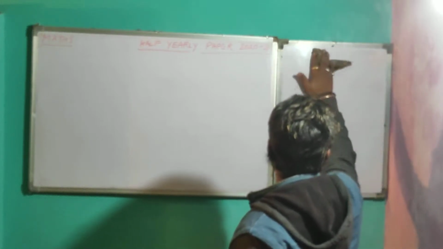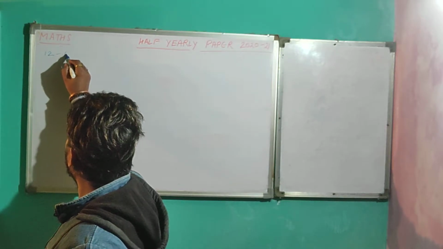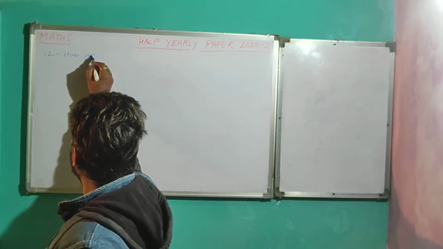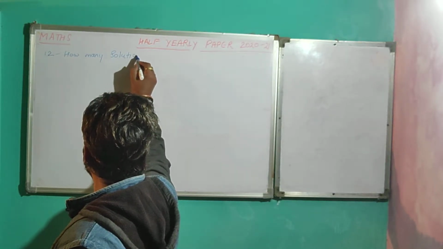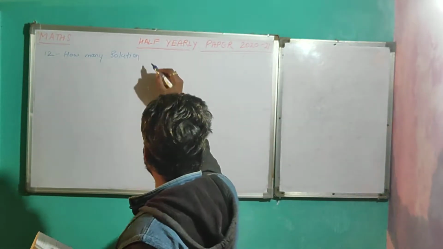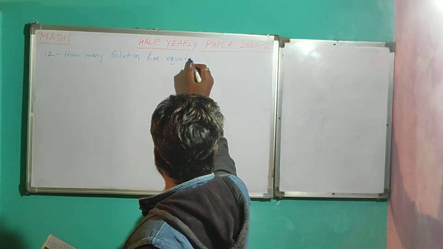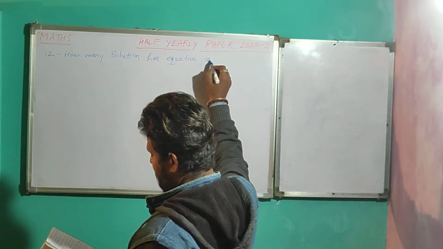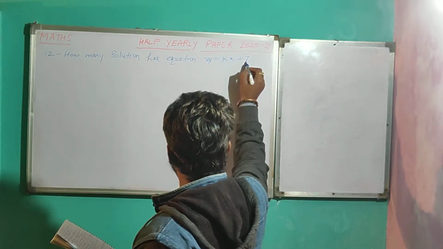Okay, we are moving ahead and solving the next question. Question number 12. How many solutions has the equation 3y = kx + 7?